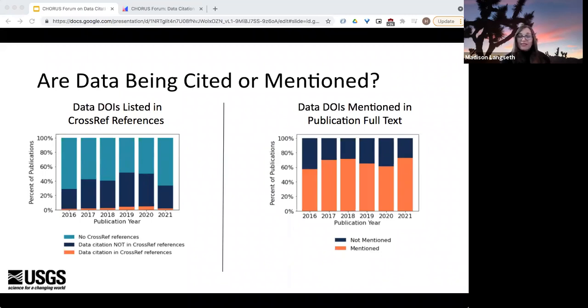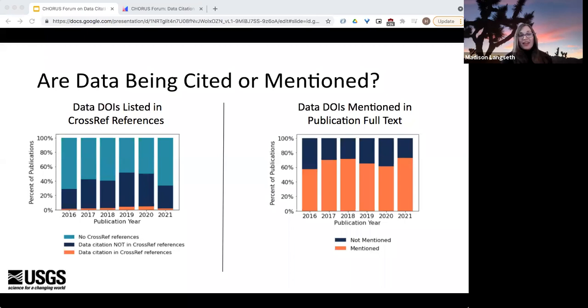We found that around 60 to 70% of publications per year mentioned the data DOI in the full text. However, there is still a substantial percentage of publications that are not mentioning or referencing the data that were used. That means that there is work to be done to educate researchers about referencing data, as well as to collaborate with publishers to ensure that these references are passed to CrossRef in a structured format.